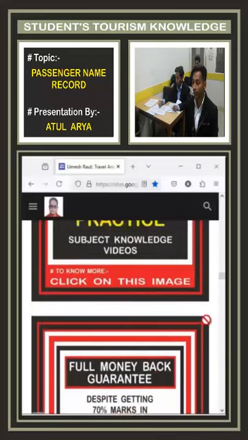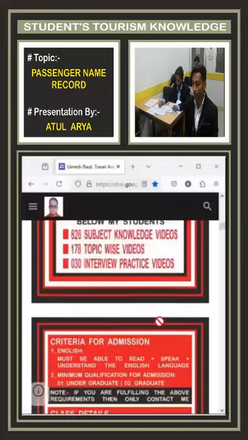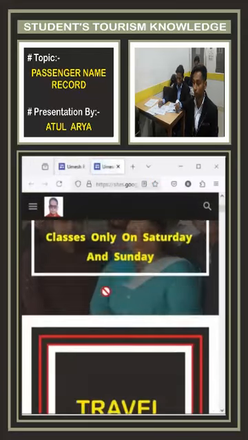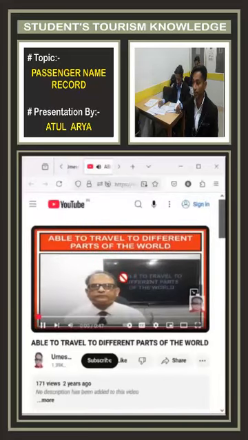What is passenger name record? All the reservation can be added to the passenger name record file. This file is called passenger name record. Right. What is GDS? Global distribution system, and the short form is GDS. Right.